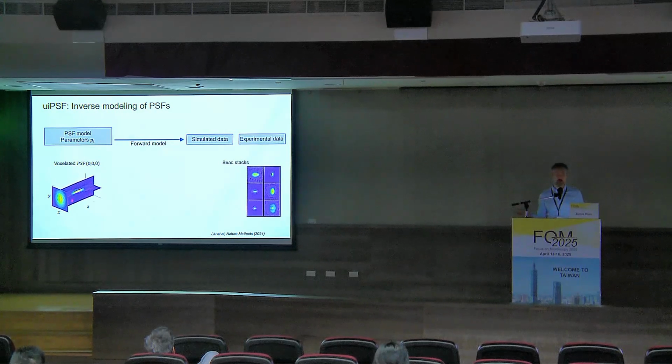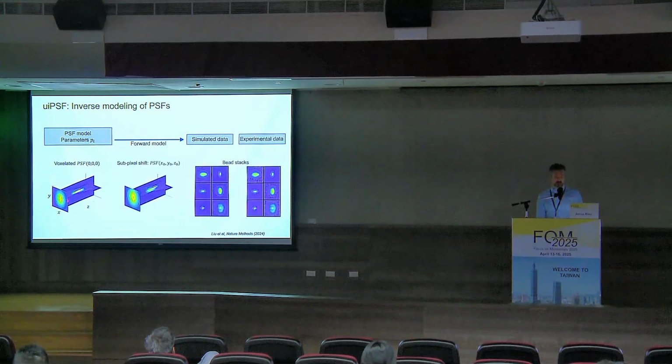In the most simple way, it's just a stack of images, and each voxel has an intensity that then denotes the probability in the point-spread function. Then we have the experimental data, for example, our bead stacks of many beads, and we use a forward model to simulate this experimental data using our point-spread function model. And in this very simple example, the forward model is just a shift of the point-spread function to the position of the beads with subpixel interpolation.